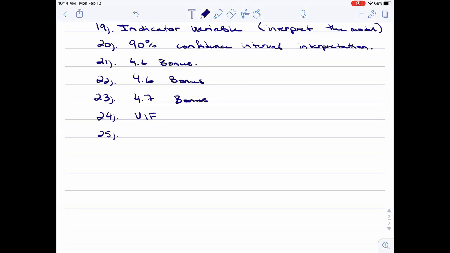25 is just comparing backward elimination to forward selection. What are the differences between the two? So backward elimination versus forward selection.